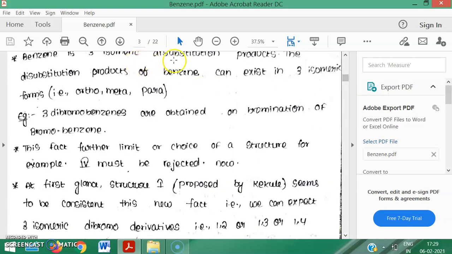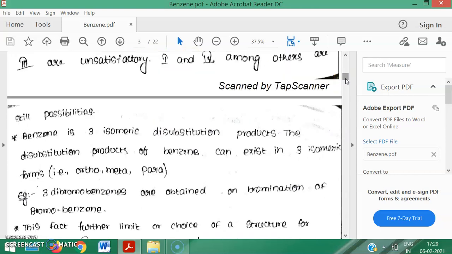Benzene has three isomeric disubstitution products. The disubstitution products of benzene can exist in three isomeric forms: ortho, meta, and para. Three dibromobenzenes are obtained on bromination of bromobenzene. So all three of these structures are rejected on the basis of simple monosubstitution. On monosubstitution, it should give the same type of compound, but all three are not given.